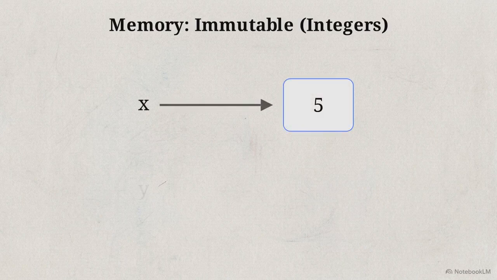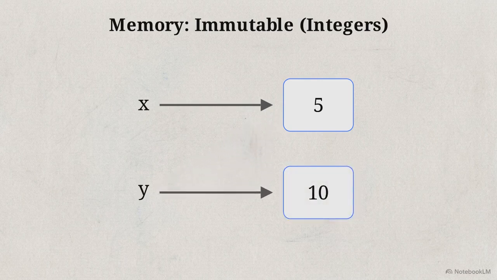Integers are immutable data types. When you change an integer, Python doesn't edit the existing data. It ignores the old value and creates a brand new one in memory. Lists are mutable, meaning you can change them in place.